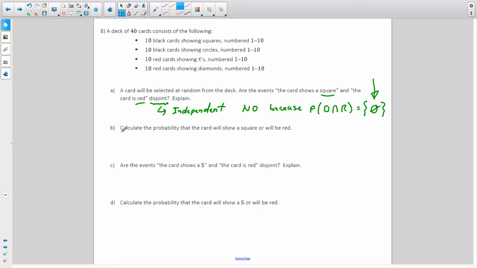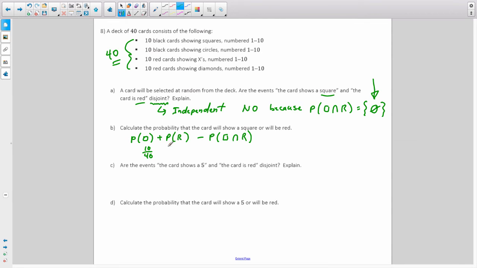What's the probability that the card will show a square or red? Okay, that's cake. That's probability of square plus probability of red minus the intersection of them. So is there any way that we can have a square red? And I think from the last question we know there is none. But that's okay. Probability of square is 10 out of 40. The sample set is 40, by the way. Sorry if I didn't say that.